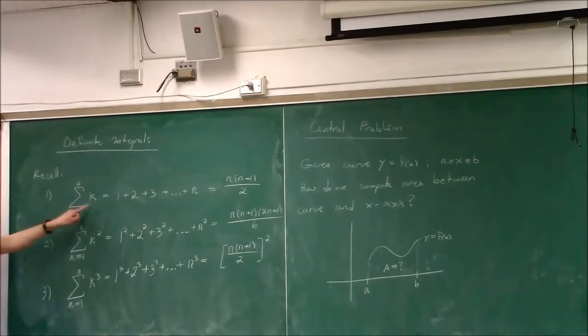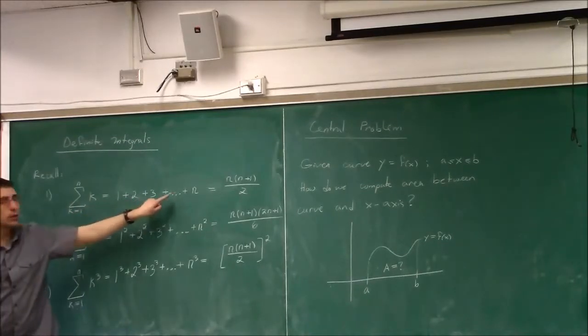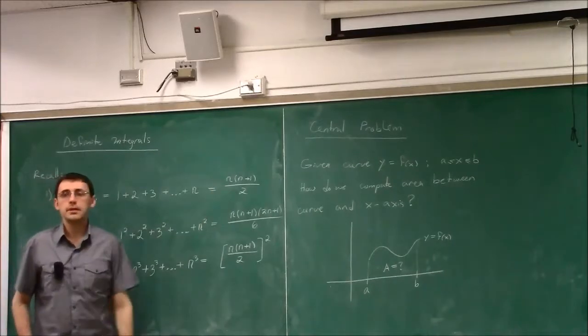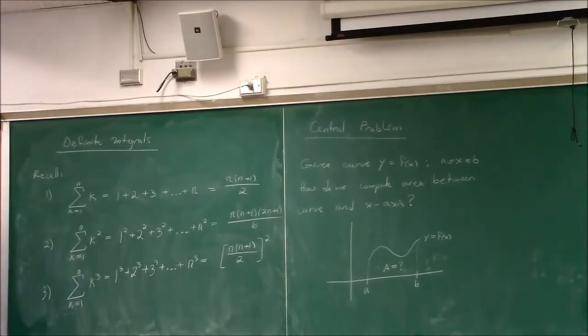So remember that we figured out how to find the closed form for the sum 1 plus 2 plus 3 all the way to n. We saw that the closed form of the sum is n times n plus 1 over 2. Right? There are also similar formulas. I'll try to go over it if we have a little time.